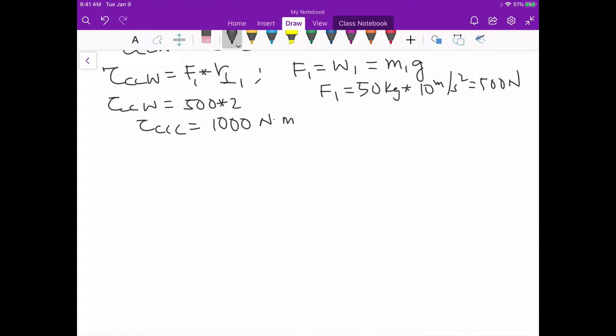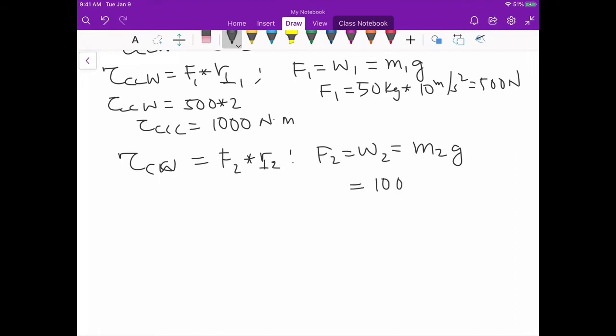Okay, now what we're trying to do here is to balance those two. So therefore we need to find torque clockwise, or you can simply represent it as CC. So torque clockwise is going to be F2 multiplied by R perpendicular for 2. So F2 is equal to the weight of the second person on the other side. That is mass 2 times gravity. Mass 2 is 100 kilograms and gravity we are using 10 meters per second square for simplicity. So as a result, your F2 is going to be 1000 Newton.